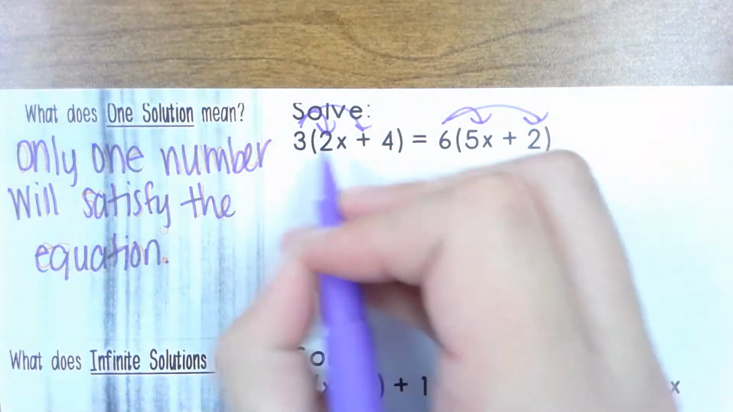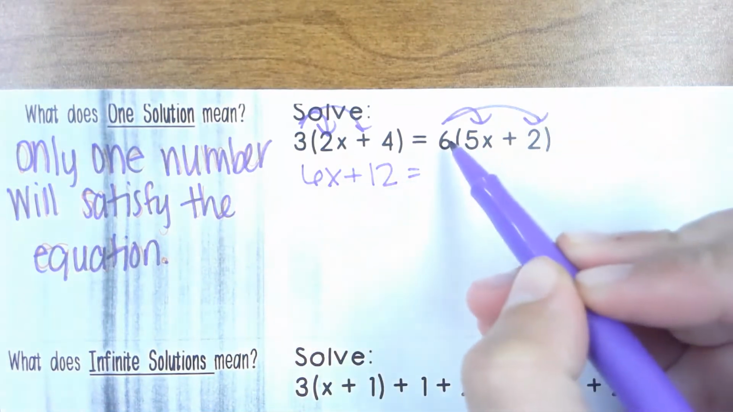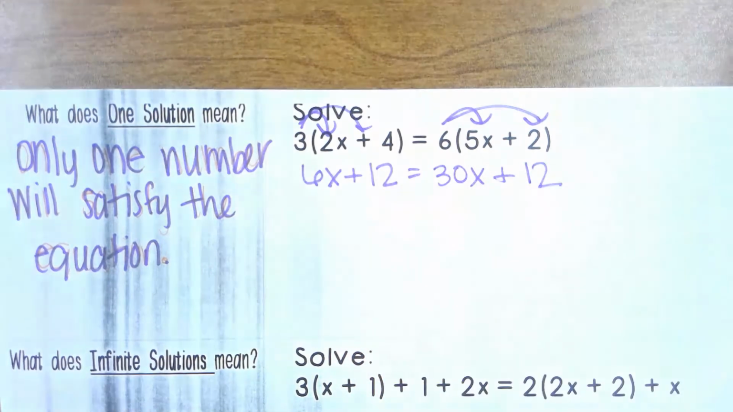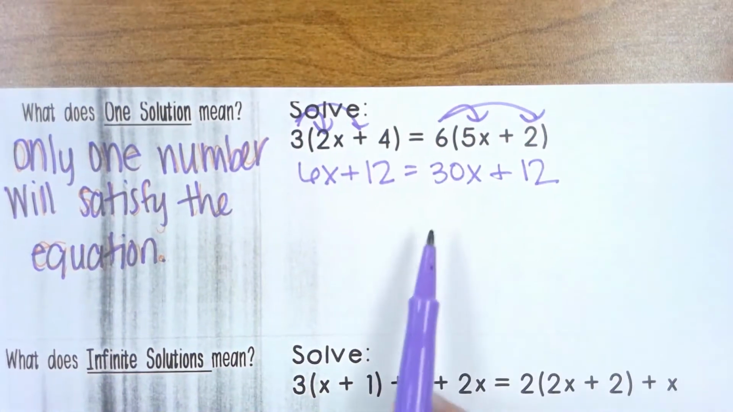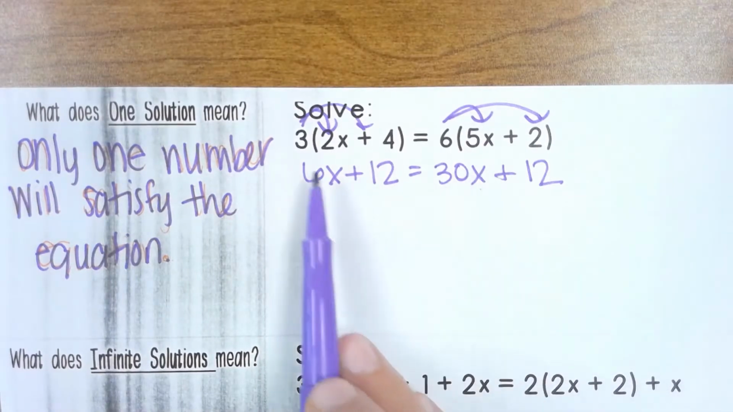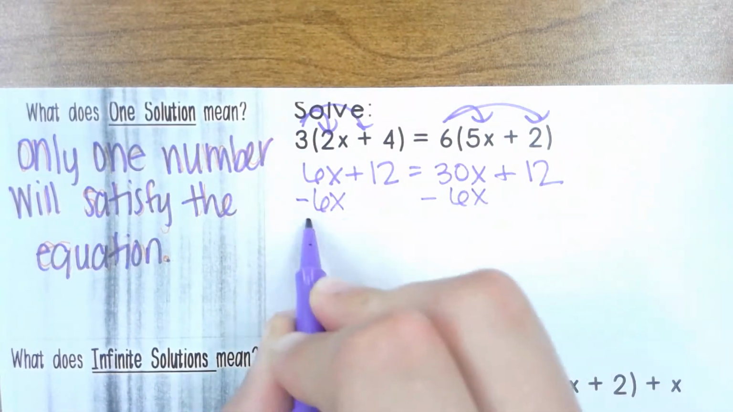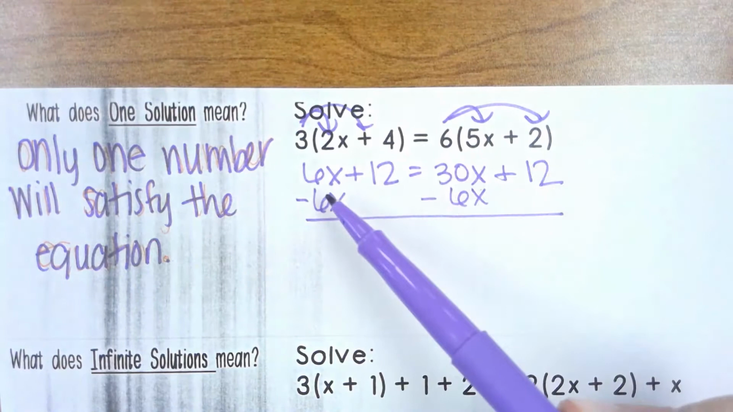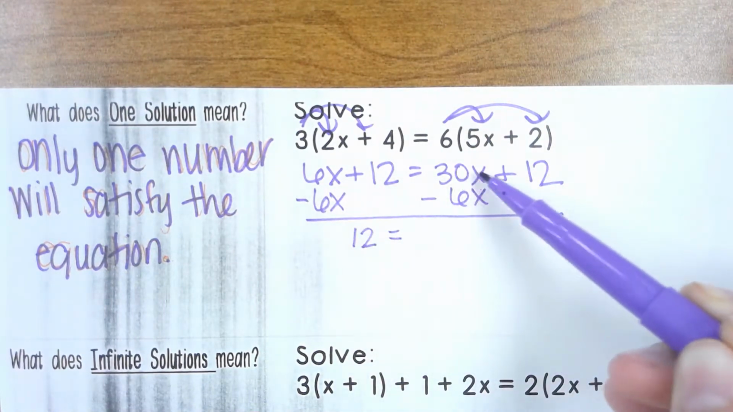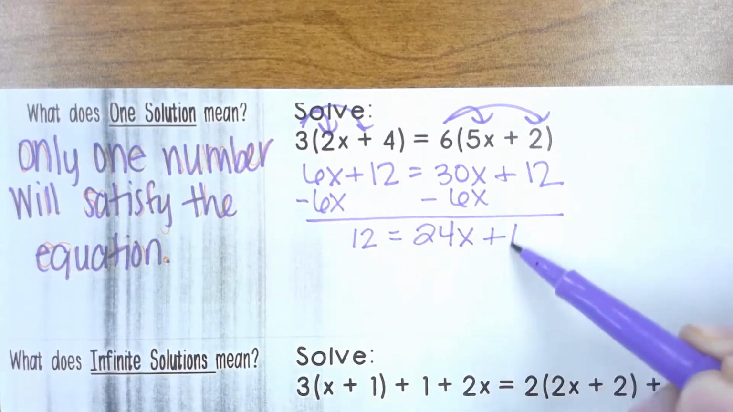So 3 times 2x is 6x. 3 times 4 is 12. Over here, 6 times 5 is 30x. And then 6 times 2 is 12. And then your next step is to move all x's to one side. Since there's more x's over here, I'm going to move the 6x over with the 30x. And when I do that, I'm going to be left with just 12 over here on the left. A 30x minus a 6x is a 24x. And then I still have another plus 12 over here.